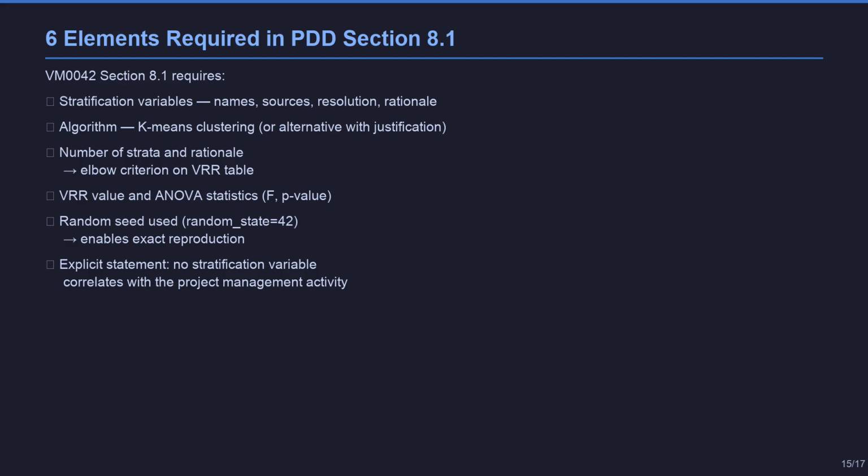Fourth, the VRR value and ANOVA statistics, the actual numbers, not just a statement that the test passed. Fifth, the random seed you used. This is critical for reproducibility. If someone reruns your analysis with the same seed, they must get the same strata. Sixth, an explicit statement that no stratification variable correlates with the project management activity. The Generate Section 8.1 function populates all 6 elements automatically.